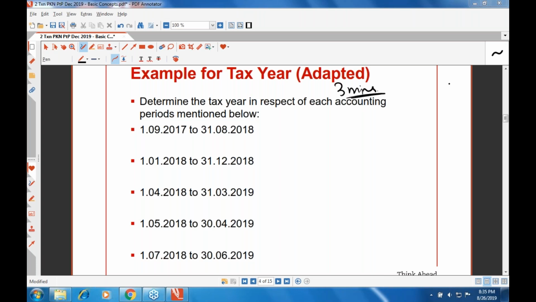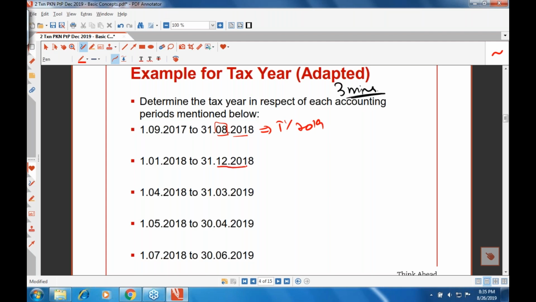Okay, so let's just start discussing. The first one is because it ends in August 2018. So August 2018 actually falls in a normal tax year 2019. So this is tax year 2019.